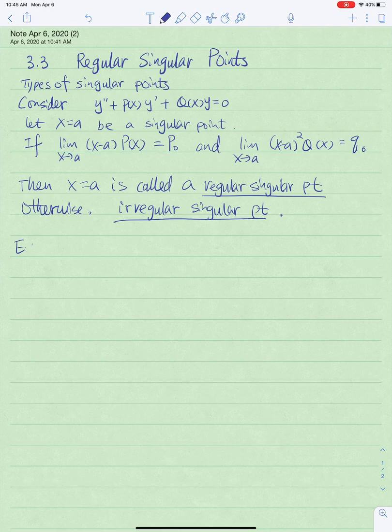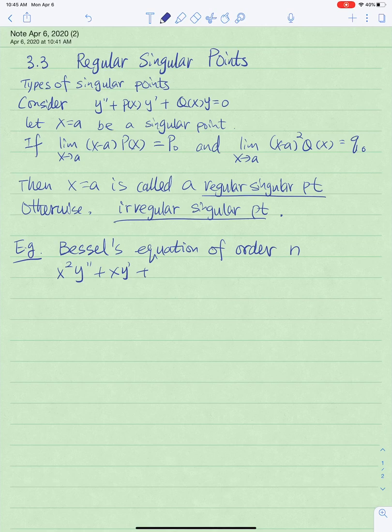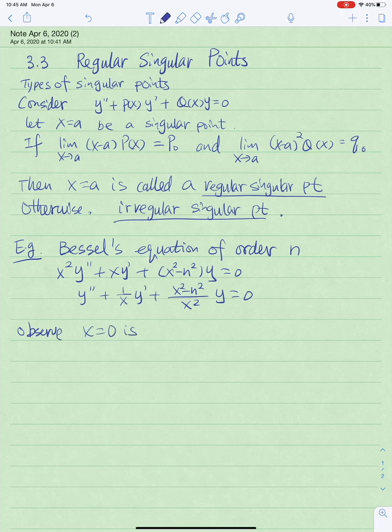Let's look at some examples. First equation, this is called Bessel equation of order n. It has this form. Now, if we divide both sides by x squared, then we see that x equals 0 is a singular point. Now let's check whether it's a regular singular point.